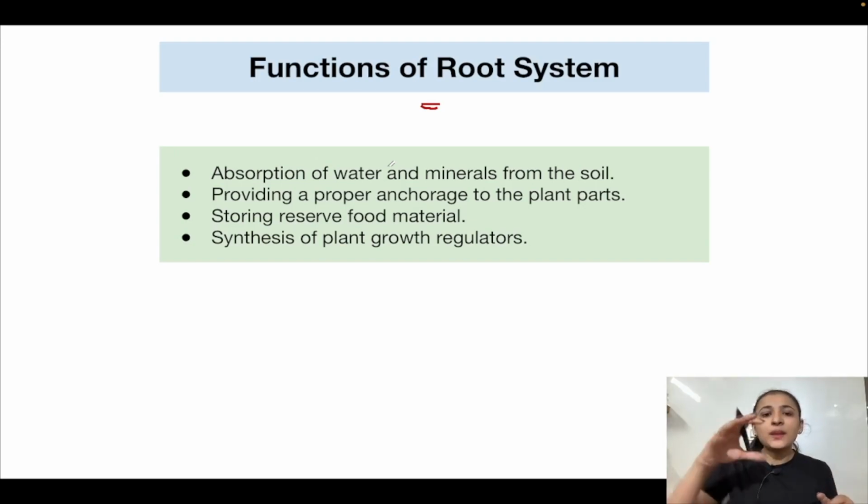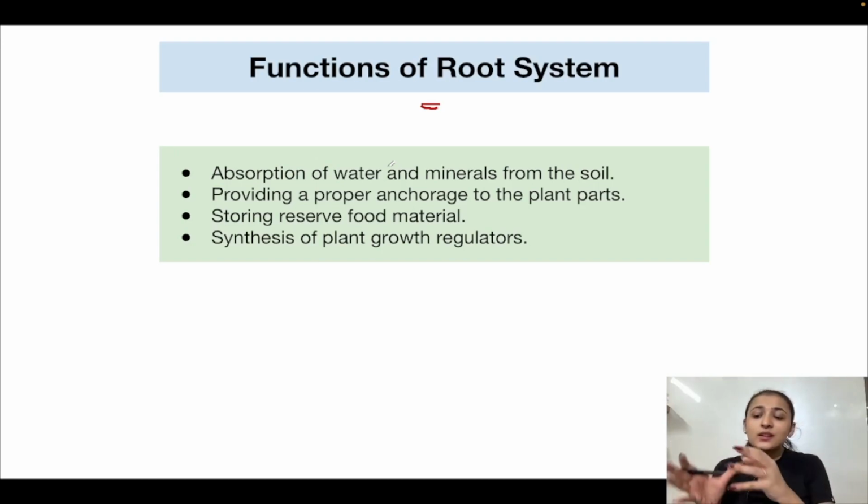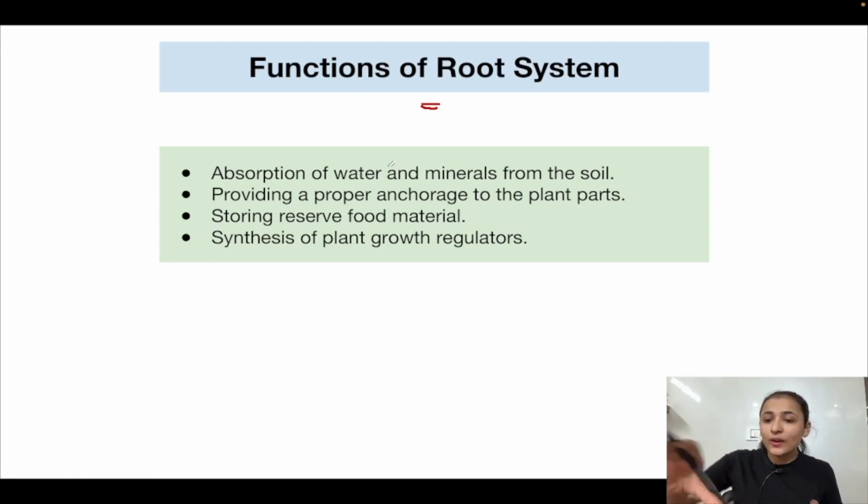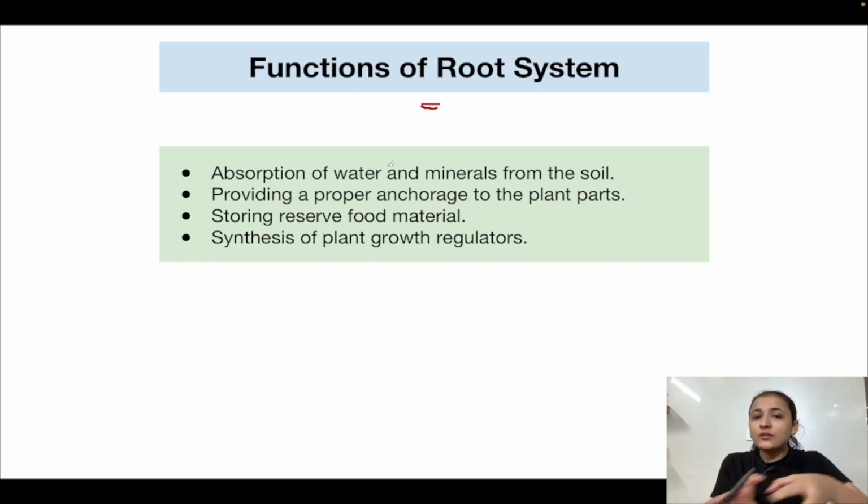We water the plants. Why do we water? So that we water them in their soil region, right? We water the soil so that the roots will absorb water from the soil, and that is how the plants will get water and minerals from the soil.